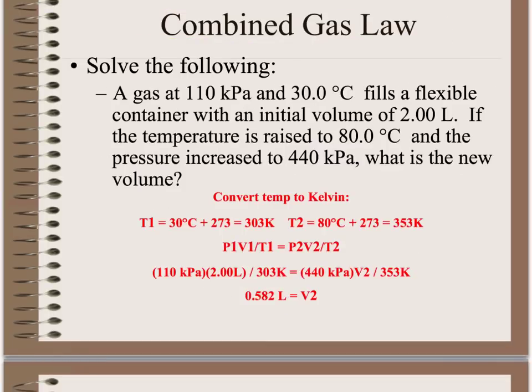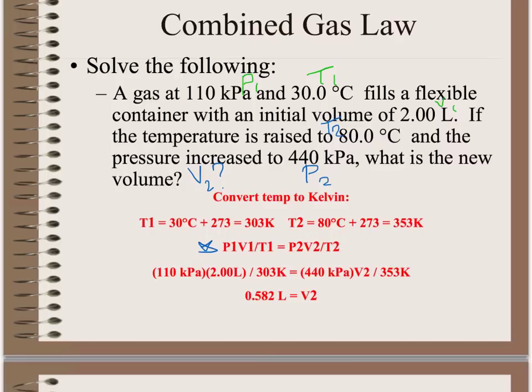Here's just a sample problem. It says solve the following. A gas at 110 kilopascal, so we know that's pressure, so that's P1, and 30 degrees Celsius, so that's our temperature 1, fills a flexible container with an initial volume of 2 liters, so that's our V1. And then if the temperature is raised, so our T2 is now 80 degrees Celsius, and the pressure increases to 440, that's our new pressure, P2, what is the new volume? So our unknown is V2.